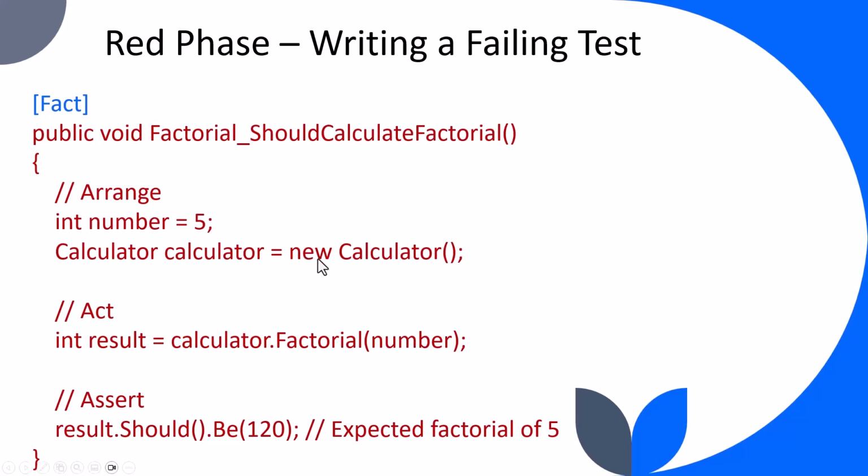Now we will soon see that this Calculator class is just a shell class at the moment, and we are calling the Calculator class's Factorial method and passing the number. Okay, and the result should be 120. Expected factorial of 5, 1 into 2 into 3 into 4 into 5, is 120. So let's see it in action.